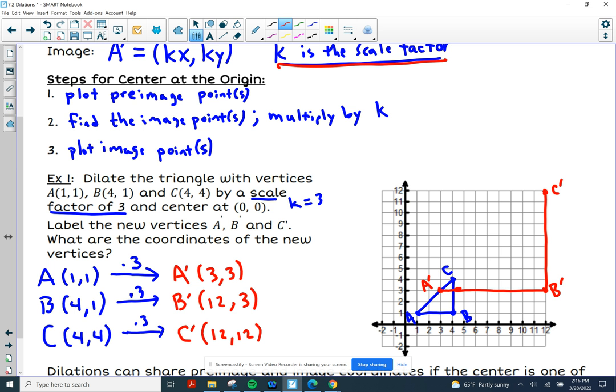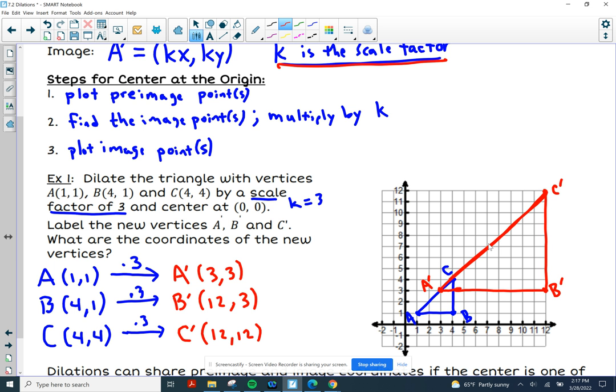AB was 3, A prime, B prime is 9. From 3 to 12 is 9 units. And then finally, notice that the hypotenuse of my right triangle is parallel to the hypotenuse of my original right triangle. And that's true of the other legs as well.